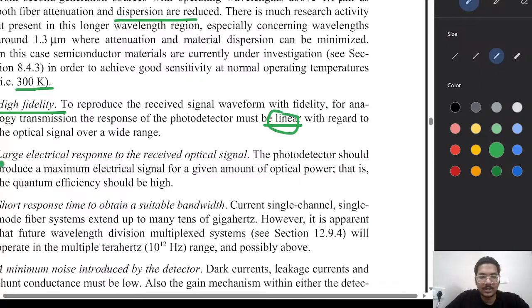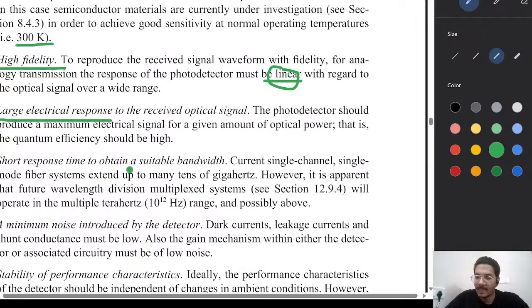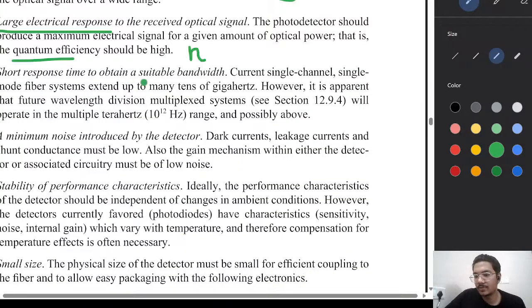After that, a large electrical response, which means high quantum efficiency. A good detector should produce a strong electrical output for minimal optical power. To support high data rates, advanced fiber systems run at many tens of gigahertz, and future WDM systems reach the terahertz range. Therefore the detector must be extremely fast with minimal carrier transit time.